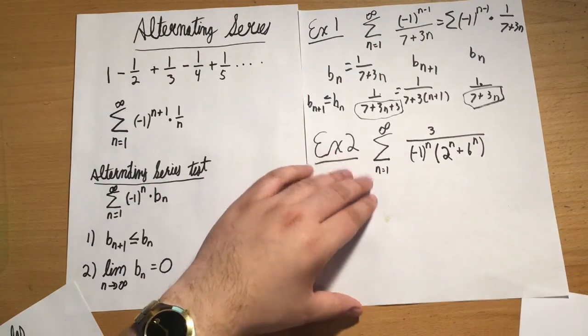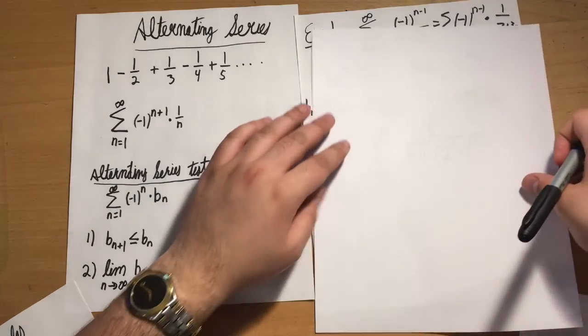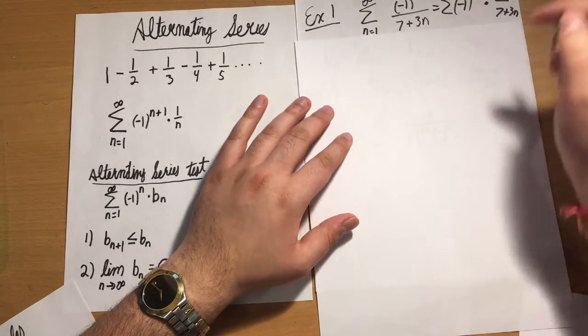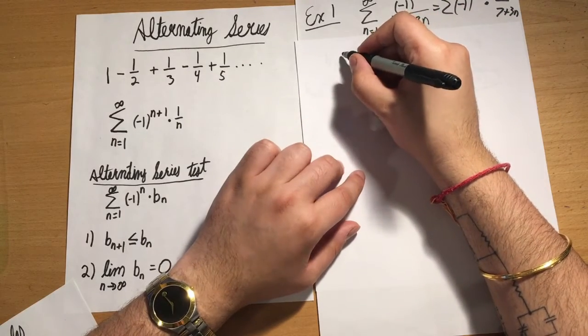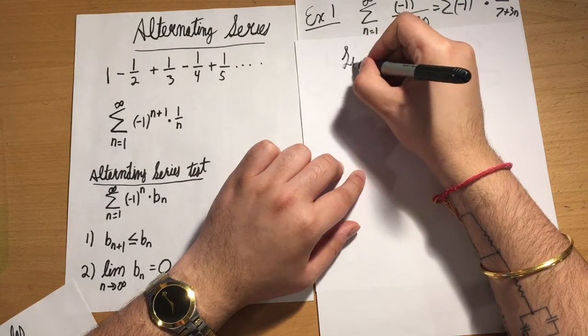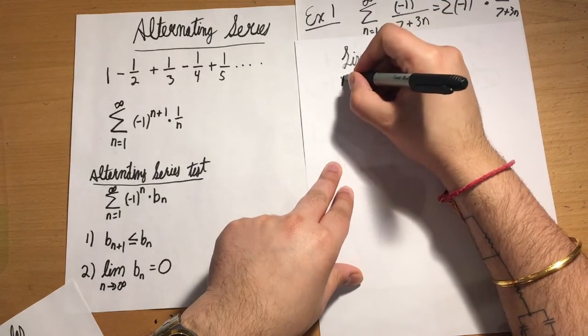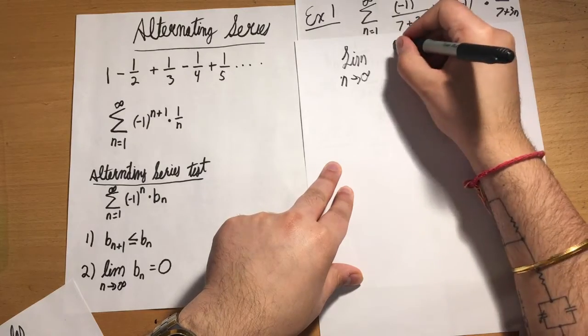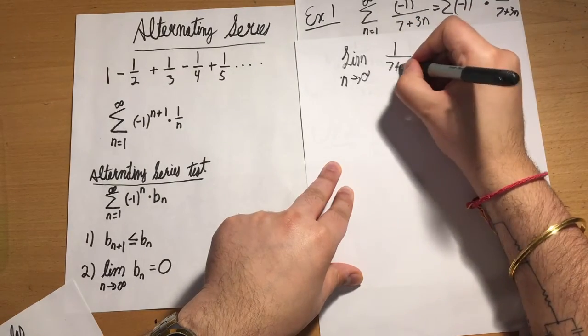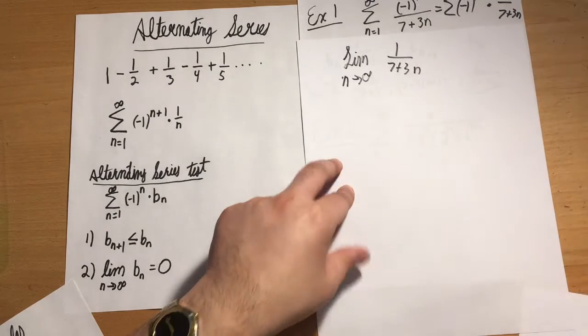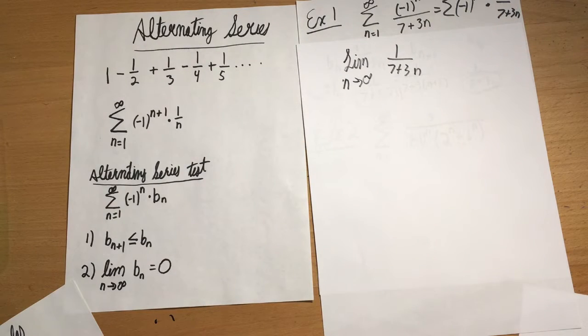Now, let's just grab a separate sheet of paper to look at the second condition, which is the limit, as n approaches infinity, of 1 over 7 plus 3n. It needs to equal 0. Now, I'm assuming you know how to take limits at this point. It should have been either in a previous course or done much earlier in the semester or school year.